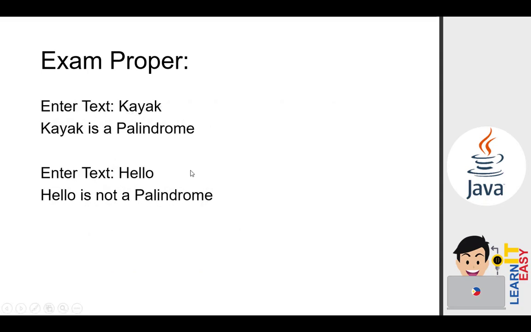Ang program, ganito lang kasimple. Kapag nag-enter ka ng text, for example, yung word na kayak, kagaya kanina, that should be a palindrome. So, sasabihin niya, kayak is a palindrome. Supposed to be, kahit anong case niya pwede. Kahit uppercase, lowercase, dapat gagana yan. And then we have yung word na hello, for example. Yung hello, kapag binaligtad mo yan, ay olleh. So, hindi siya palindrome. Ganun lang siya kasimple.